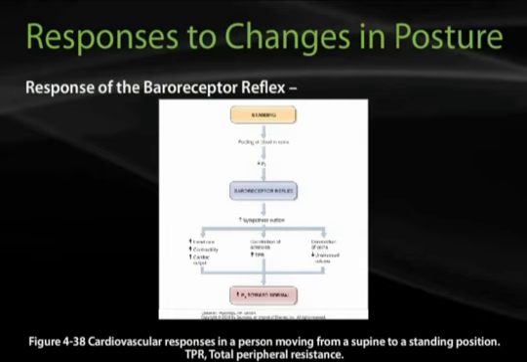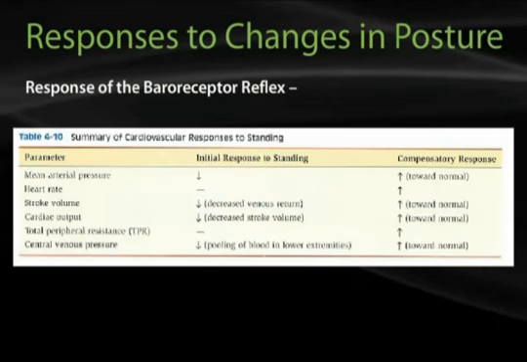Here we see figure 4-38, and it shows the cardiovascular response in a person moving from a supine to a standing position. Table 4-10 on page 178 shows a summary of the cardiovascular responses to standing. We will discuss these in detail.